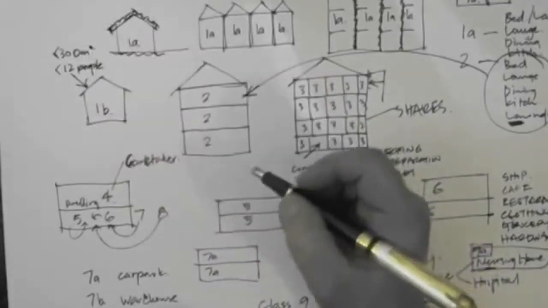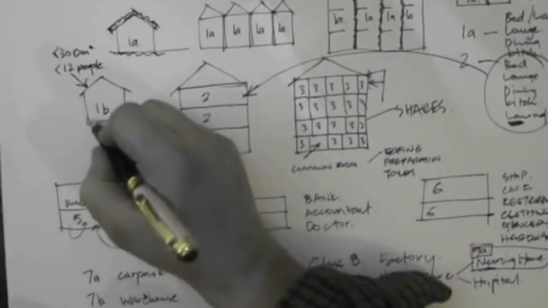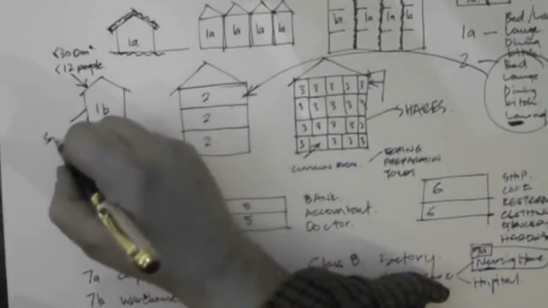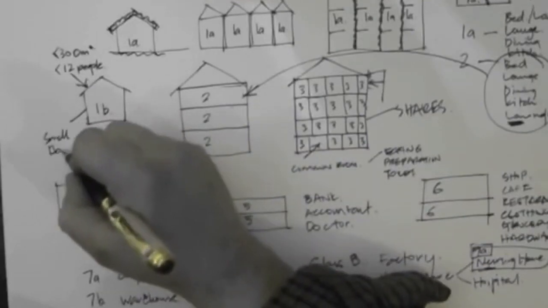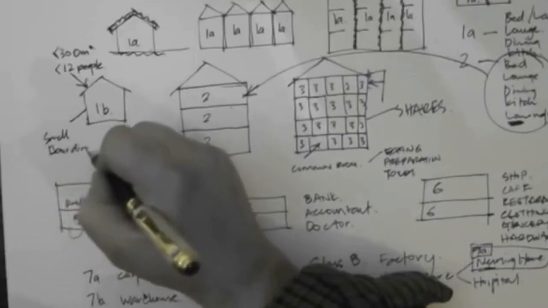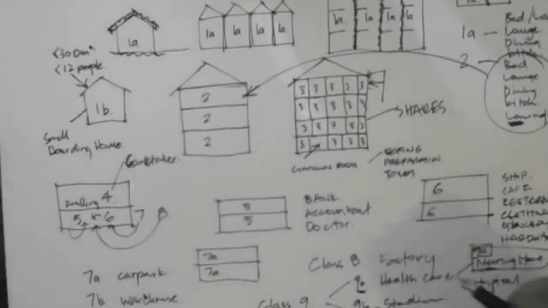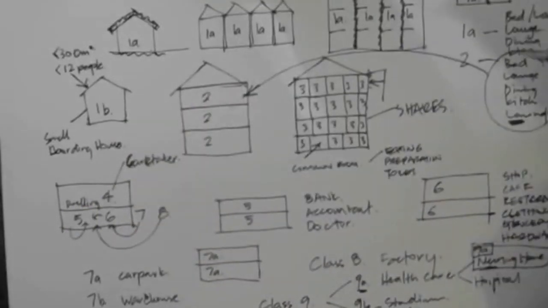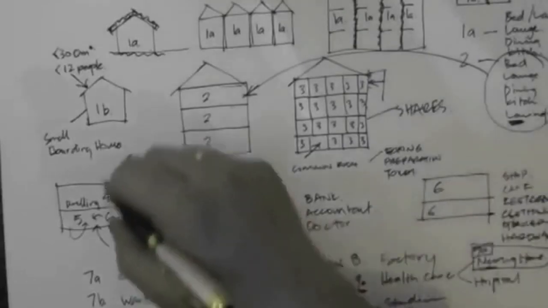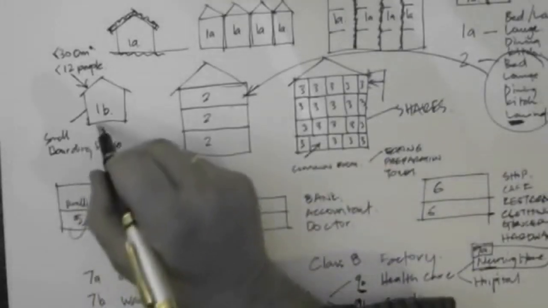That's commonly some sort of a small boarding house, or some people who have some form of disability and are trying to live in the community and share accommodation with other people with similar issues. They would be living in a 1B because they're not related.